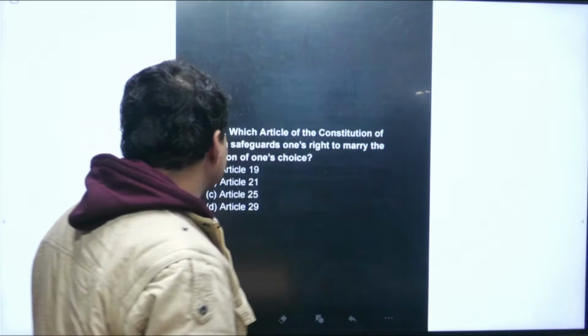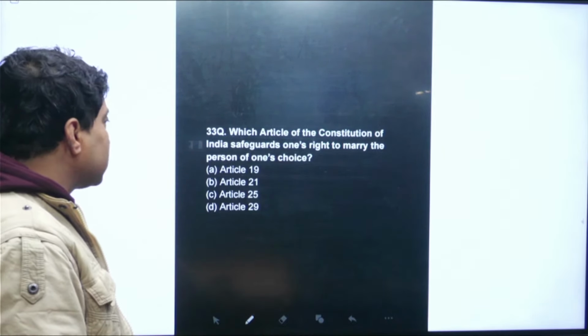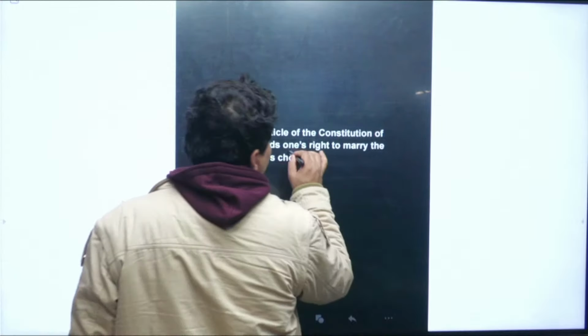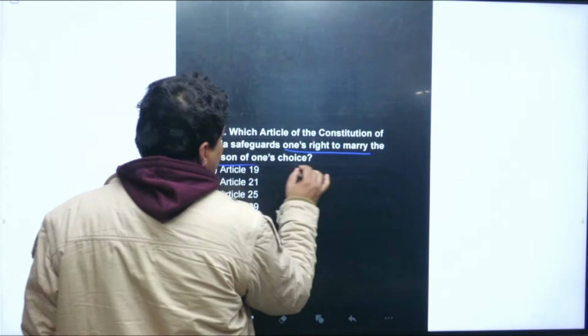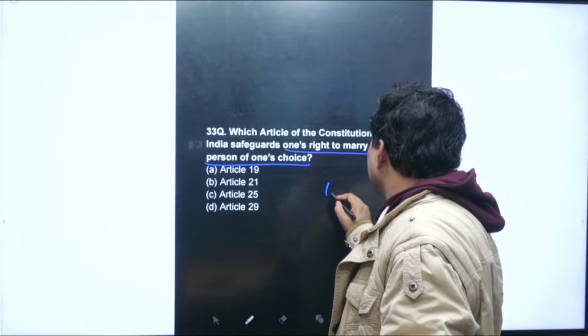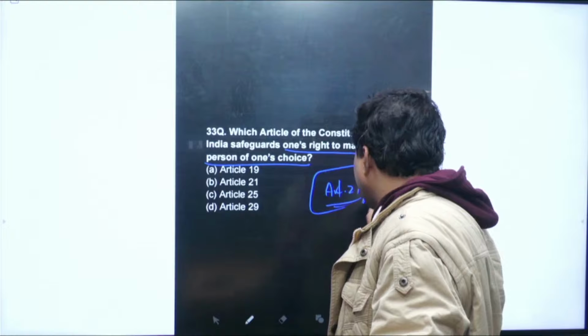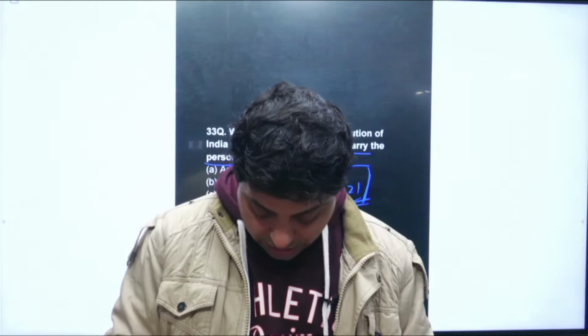Now, look at this question: which article of the Constitution of India safeguards one's right to marry the person of one's choice? शादी करने का अधिकार कौन सा आर्टिकल जो है वो देता है भारतीय संविधान में? तो सिंपल है, आर्टिकल 21. Article 21 is basically the mother of all rights, because Article 21 explains right to life and personal liberty.